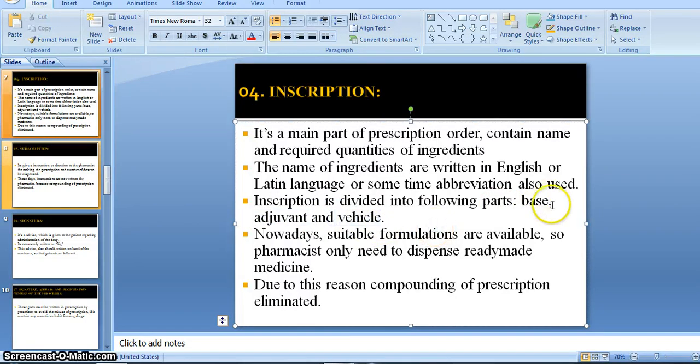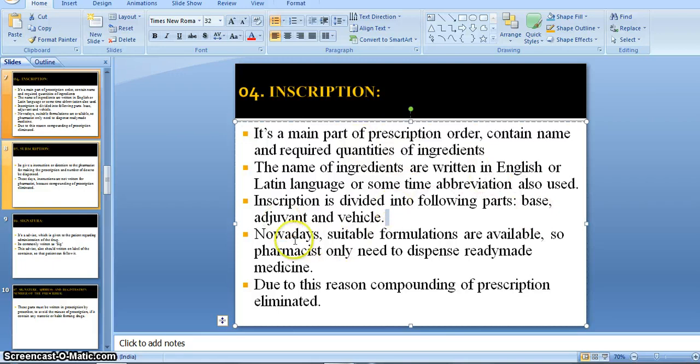Inscription is divided into three parts: base, adjuvant and vehicle, right? The base means our active drug, the drug which produces the therapeutic or pharmacological action, right? And adjuvants are all kinds of excipients which help to increase the palatability or activity of the drug. And the vehicle is one kind of water which helps our drug to dissolve, and it also helps increase the volume of any preparation, right?